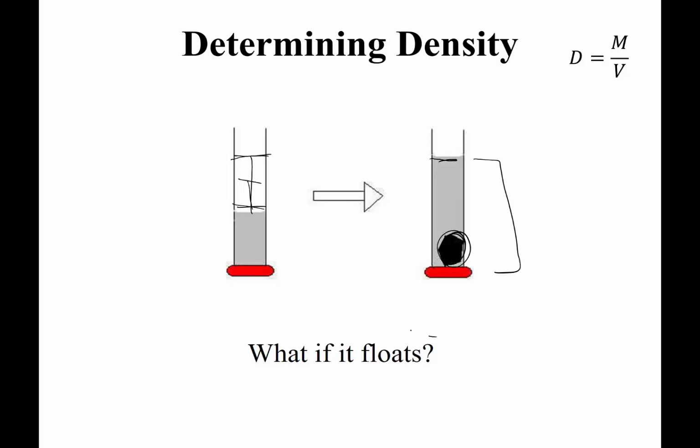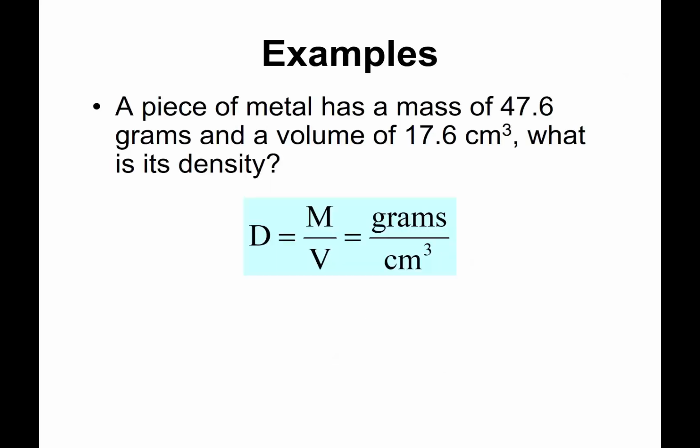Okay, what do you do if something floats? Well, you could, for example, use another liquid. Isopropyl alcohol is less dense than water, and oils are less dense. All of these organic liquids are less dense than water, and you should be able to use them.